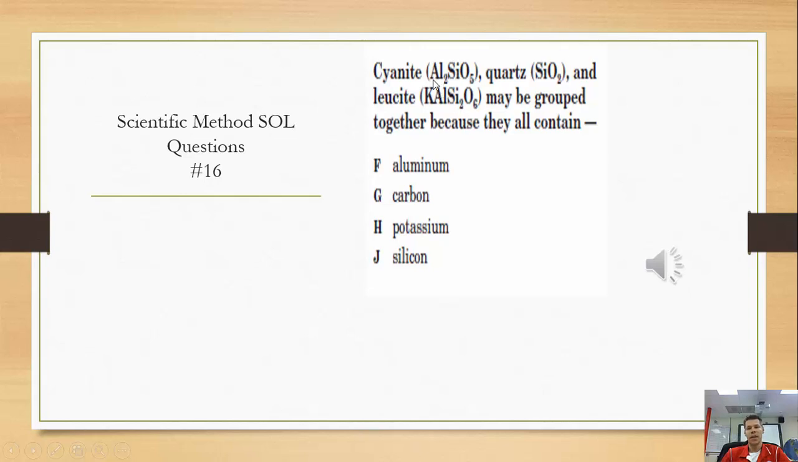Do they all have aluminum in common? No, quartz has no aluminum. Do they all have potassium in common? No, only leucite has potassium, and none of them have carbon. So our best answer here is silicon, because all three of them have Si for silicon.